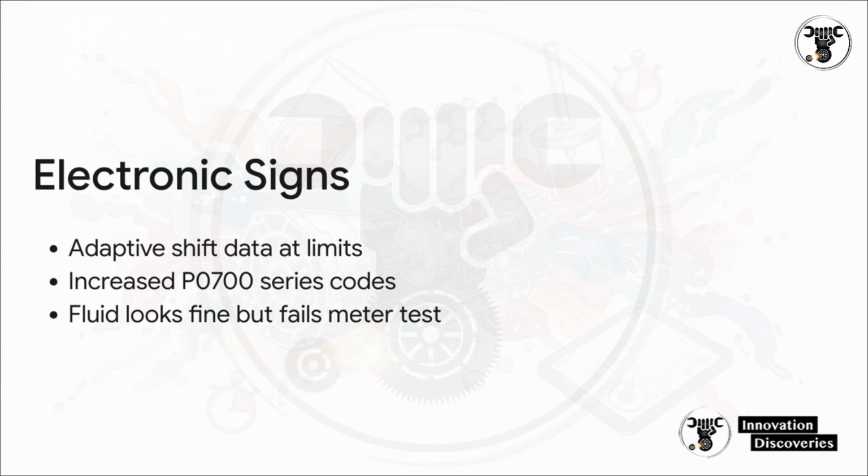But how do you actually distinguish between real mechanical valve body wear and these invisible viscosity-related timing errors? You've got to look at the electronics. A transmission running shear degraded fluid will very often show adaptive shift data that's been pushed to its absolute limits. Why? Because the TCM is desperately trying to compensate for that super thin fluid. You'll also likely see an increase in P0700 series codes, which indicate out-of-range pressure sensor data. And crucially, the fluid might look and even smell perfectly fine, but when you put it on a viscosity meter, it fails the spec completely.